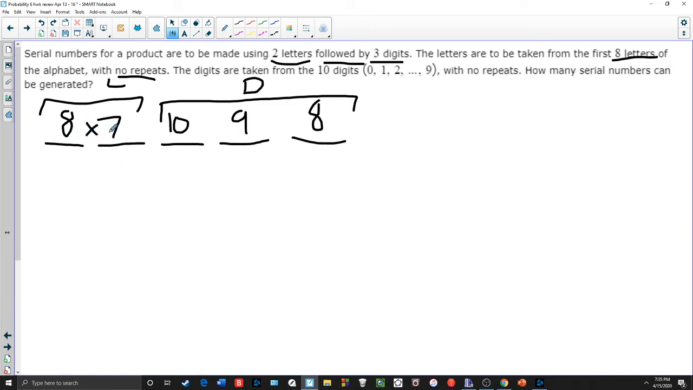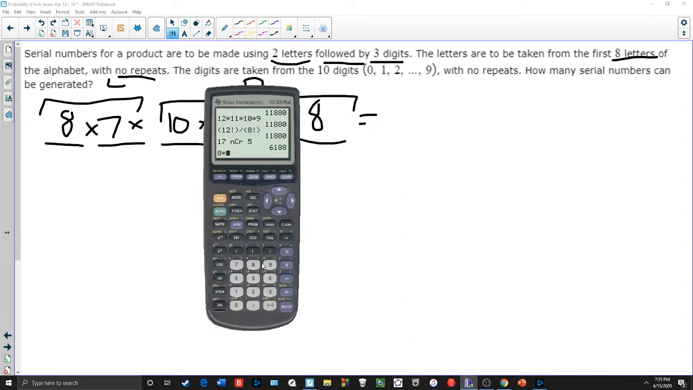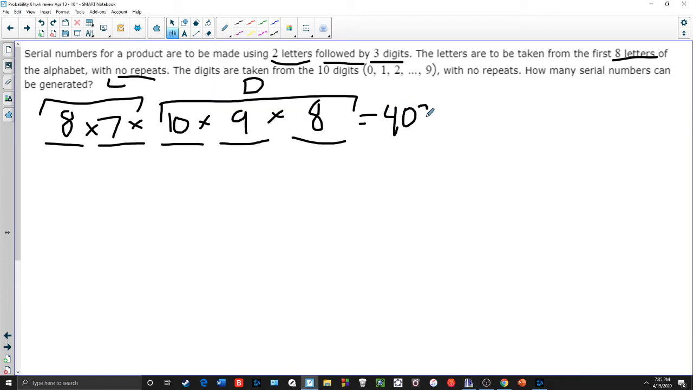So I can just multiply this all the way through now. Multiply my possible letter combinations, multiply my possible digit combinations, multiply them together. So 8 times 7 times 10 times 9 times 8, and we get 4032. So that's one way of doing this.